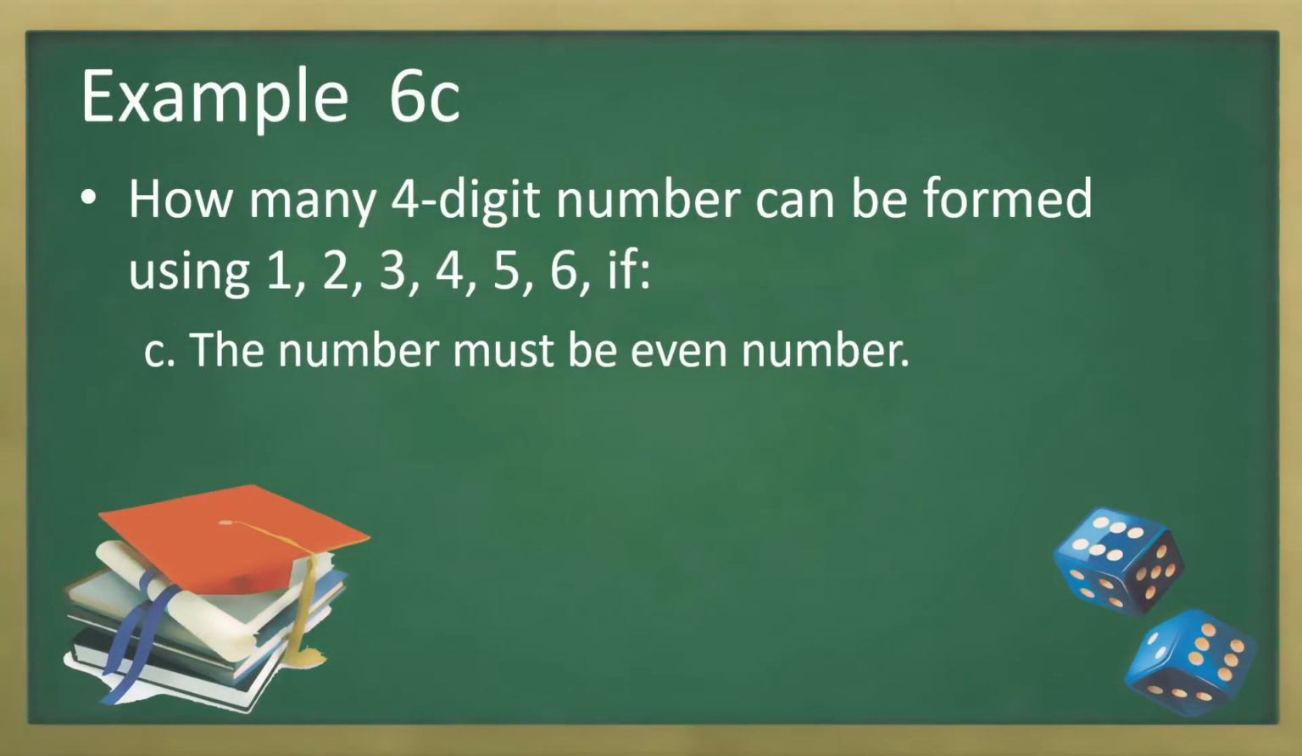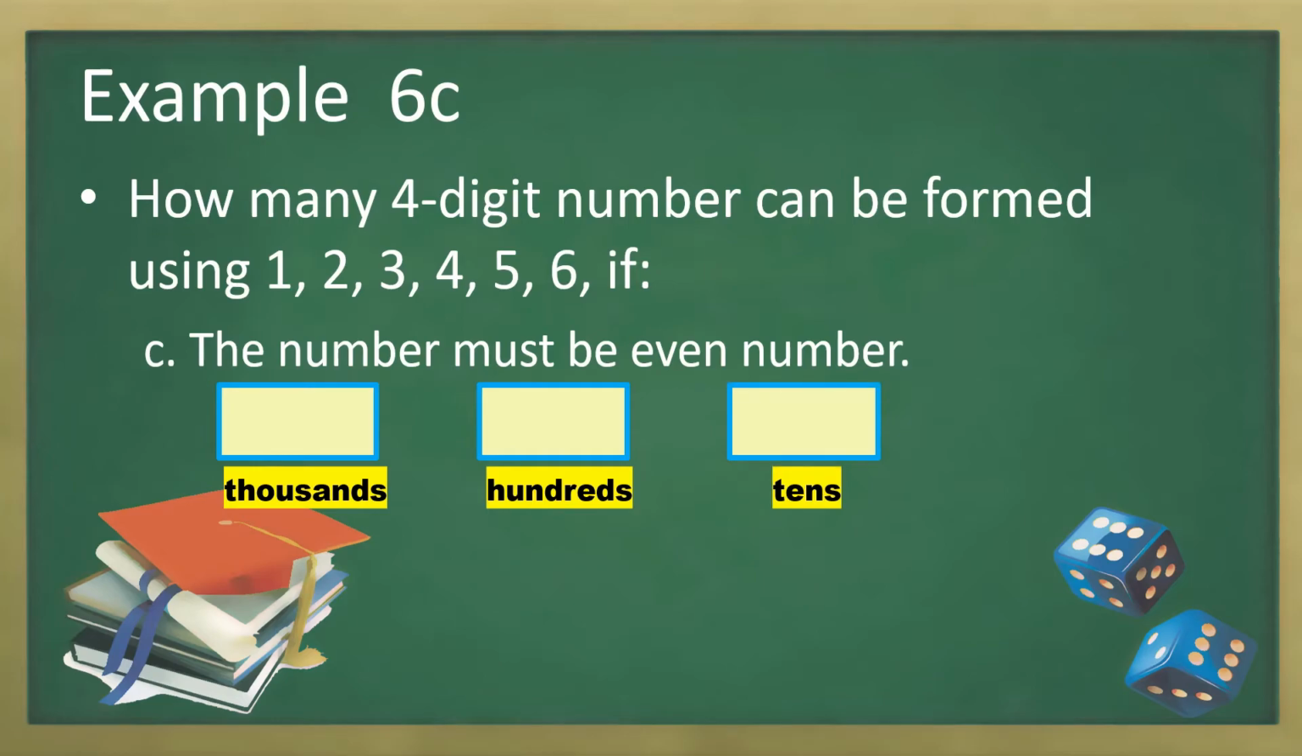Okay, so let's have another one. How many 4-digit numbers can be formed using 1, 2, 3, 4, 5, 6 if the number must be an even number? So same problem but different conditions. So thousands place, hundreds place, tens place, and ones place. Since we're given the condition that the number must be an even number, for us to have an even number, the last digit of your number should be an even number.